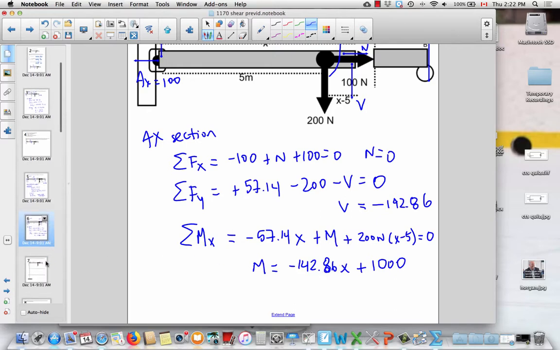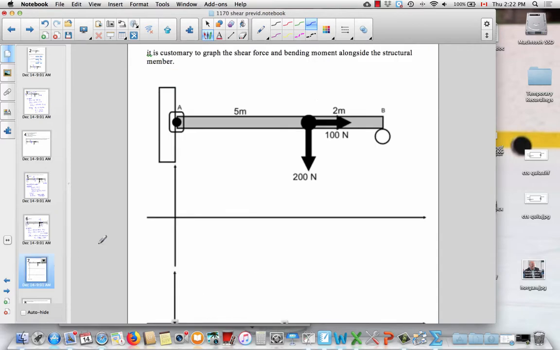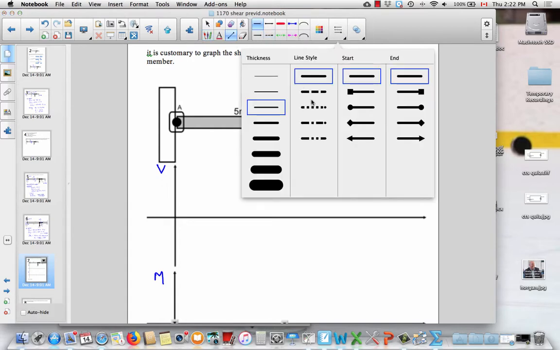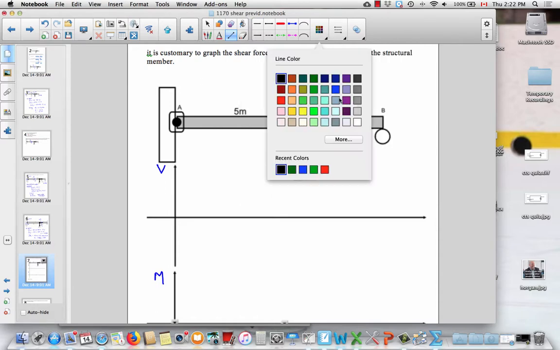Now it's customary to represent this answer for this problem in terms of graphs. And the graph that we'll draw is going to be lined up with the structure. We'll graph the shear force and we'll graph the bending moment. And things change, of course, where that point load was applied. So we'll make sure to draw a nice transition there.